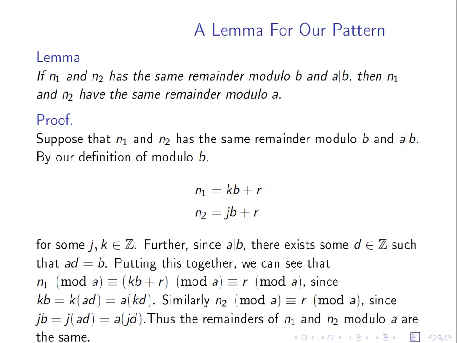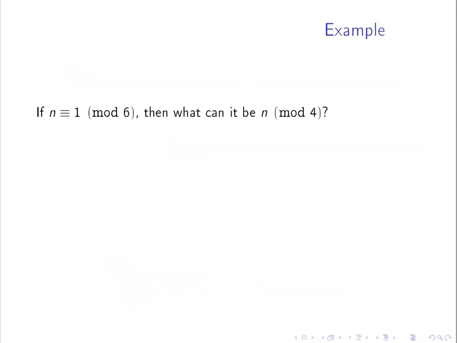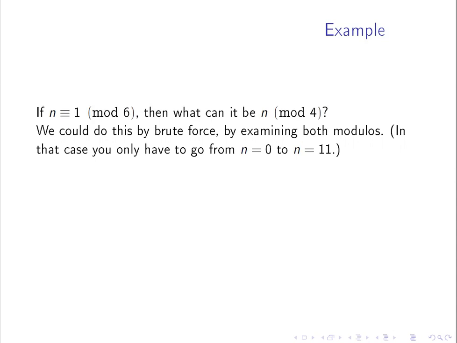Now, let me show you how we can use that. Suppose that I have n is congruent to 1 mod 6. What are the possible values mod 4? Now, we could do this by brute force, literally by listing out all the numbers like we did before. In that case, we actually only have to go up to n equals 11, because what's the least common multiple of both 4 and 6? Well, that's 12. However, we start at 0, so we go 0 to 11, and we count for those first 12 possible values.